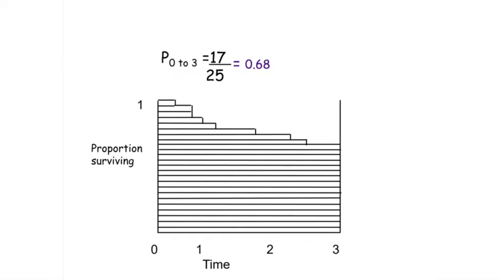But if we go ahead and divide this into 3 different time intervals, we can calculate the proportion surviving across each interval. So from 0 to 1, we started with 25, that's the denominator. We lose 4, so our numerator becomes 21. 0.84 is our proportion surviving.